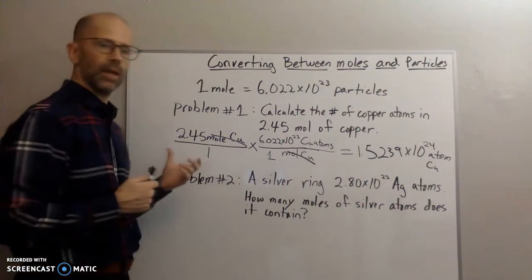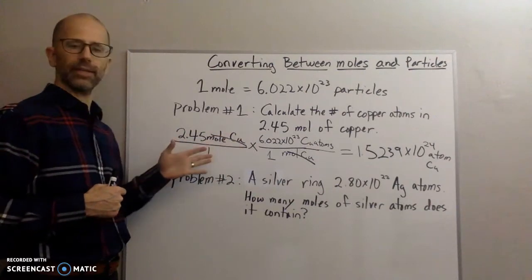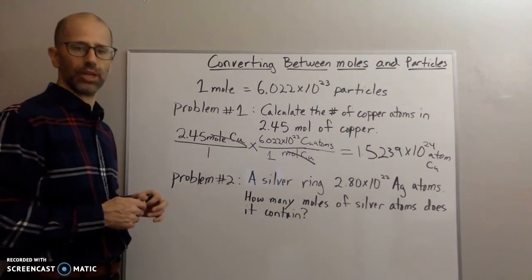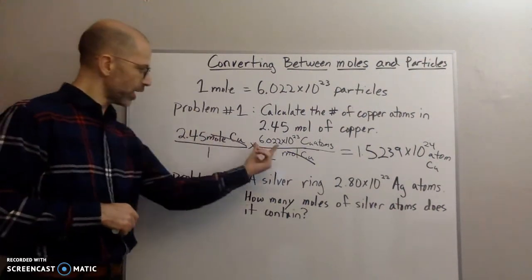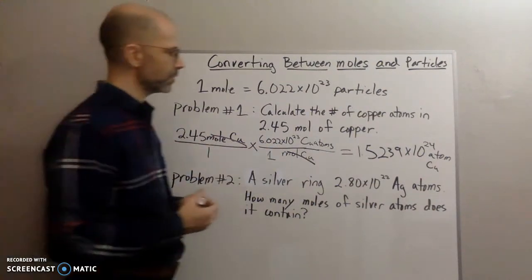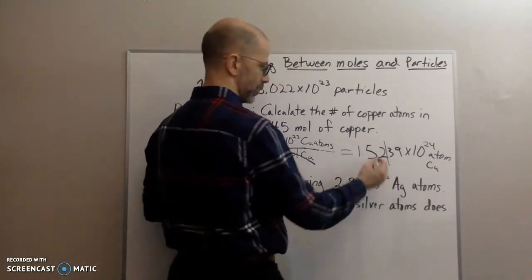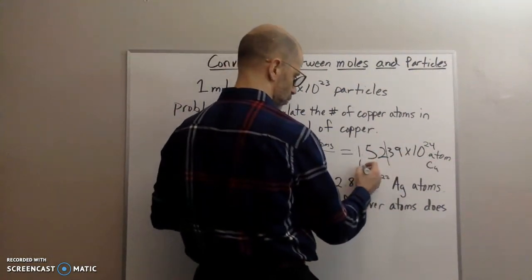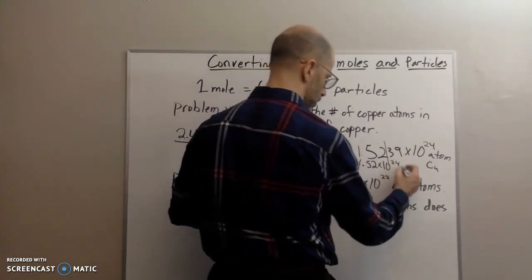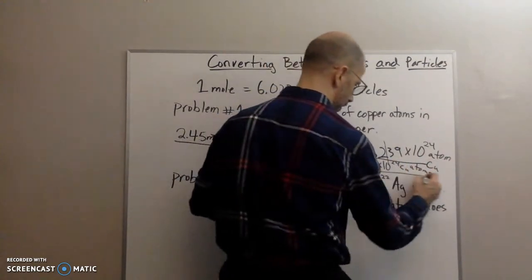Okay, once again, I have to check my significant figures. Since I am multiplying and dividing, my answer can only have the same number of significant figures as the least number. So here I have 4, here I have 3. 3 is the least number, so I need to count it out after 3. 1, 2, 3, so after that I drop that. So my answer is finally 1.52 times 10 to the 24 copper atoms. So that is my final answer.